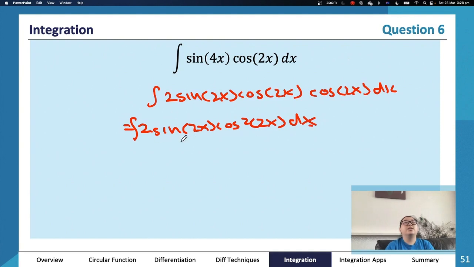Alright, so we see that this one is alone and this one has a squared power. So we have odd powers here if we added them all together. So what we're going to do is let u equal cos 2x, because this is the one that looks like it has more power on it, and this is lonely by itself, so we're pretty happy to just do that.